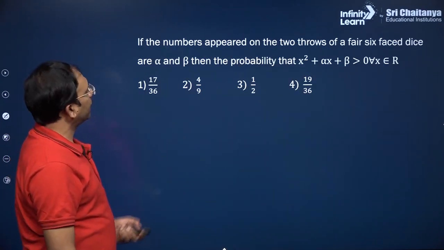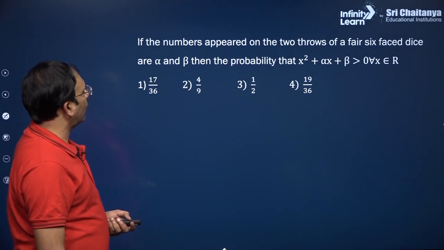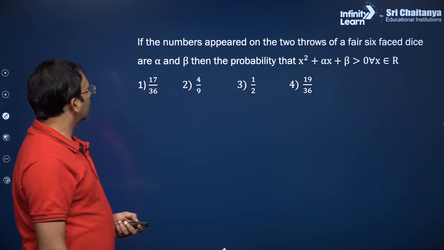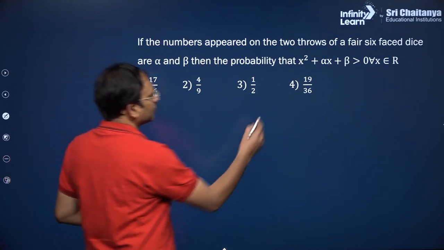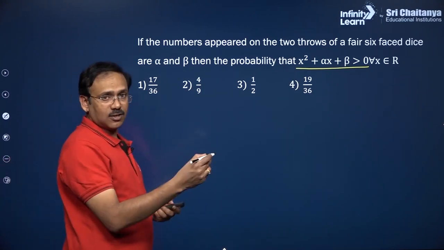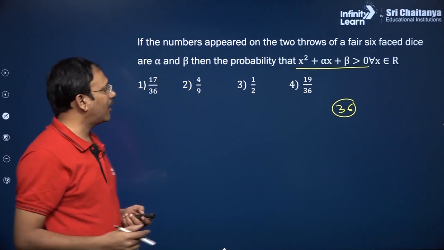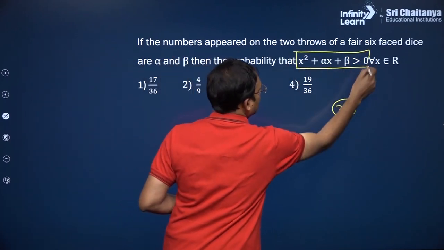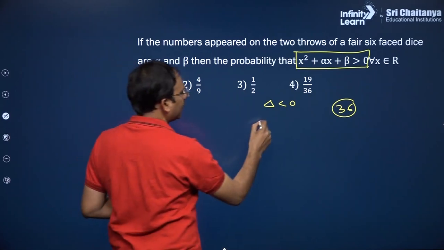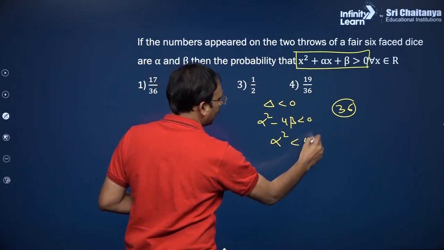Next, you see this question. The numbers appearing on the two throws of a fair six-faced die are alpha and beta. Then find the probability that this particular inequation is true for all x belonging to R. In fact, when two dice are thrown, the total number of cases will be 36. I want those cases of alpha and beta such that the quadratic expression is greater than 0 for all x. Since the x square coefficient is positive, delta must be strictly less than 0. Delta means b square minus 4ac must be less than 0. So that means alpha square is less than 4 beta.